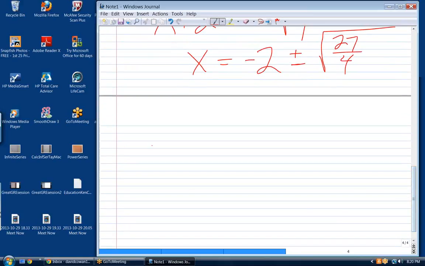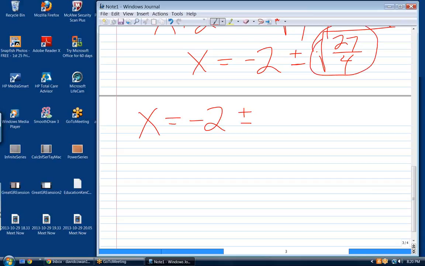And there's my answer, but I can make one last simplification. What can I do with this? That's the same as square root of 27 over square root of 4. What's square root of 4? 2. In other words, when you have a radical and something inside of it, whenever you can pull out whole numbers, integers, you should do it.